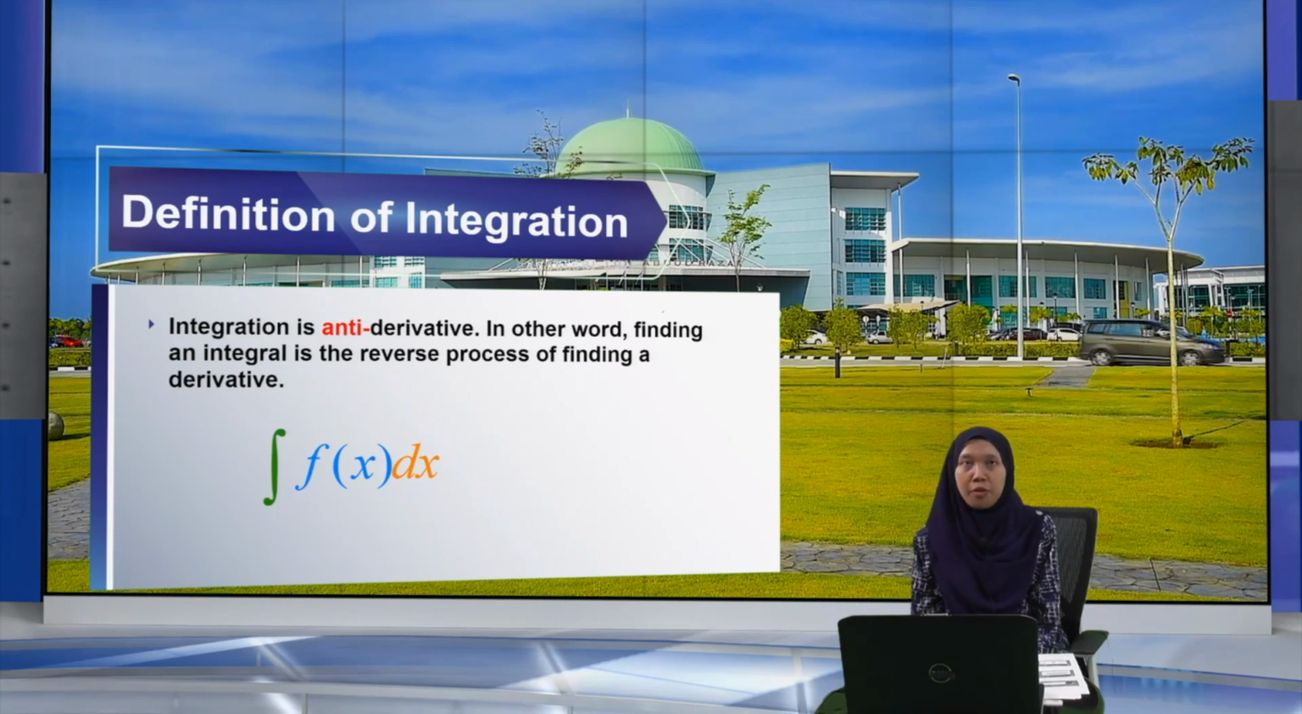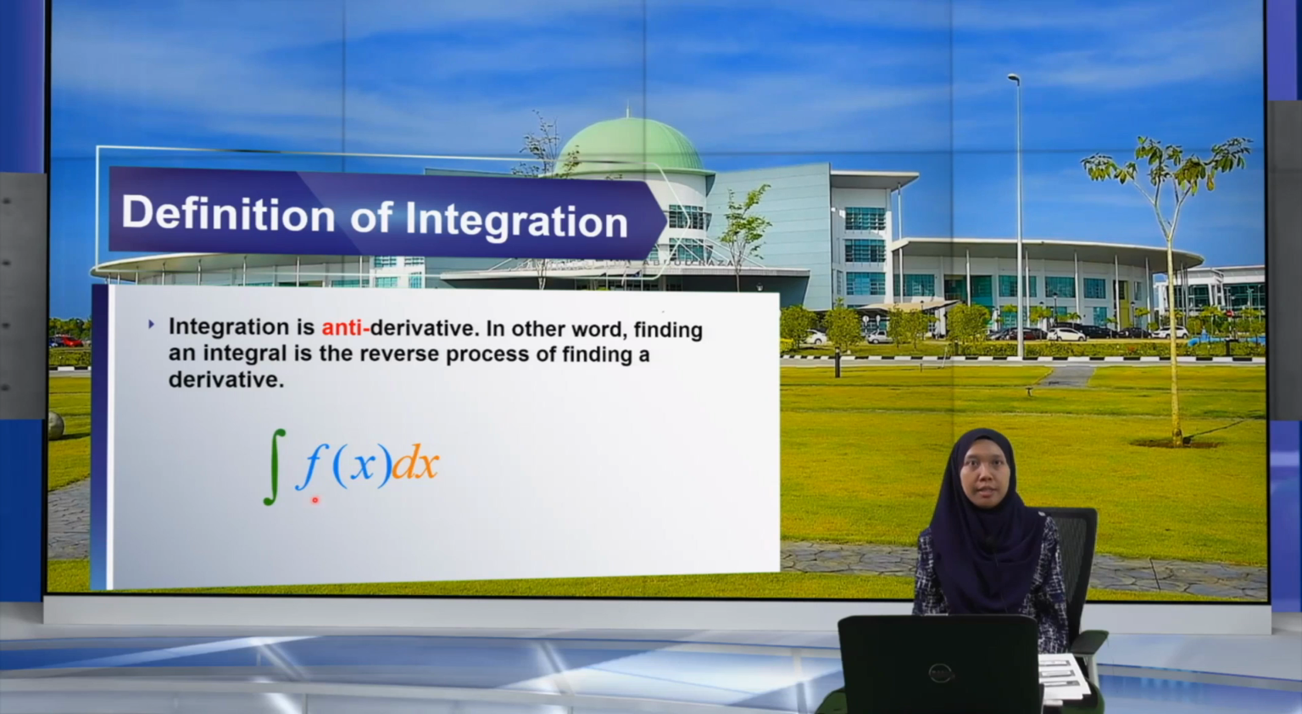Before we go any further, let's see the definition of integration. Integration is antiderivative. In other words, finding an integral is the reverse process of finding a derivative. This is the notation of integration. This is a symbol of integration. The notation of integration derives from the stretched capital S for summation.